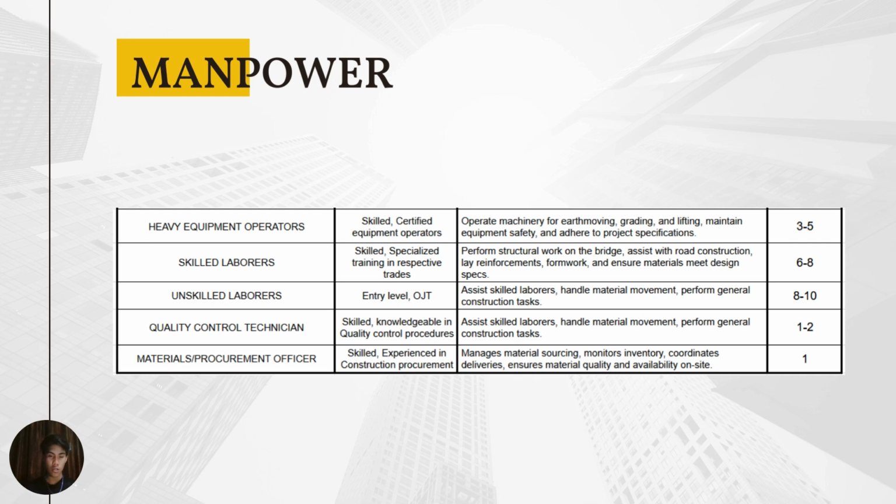For quality control technicians, they must be skilled and knowledgeable in quality control procedures. So we need 1 to 2. And lastly, materials and or procurement officer. So they must be skilled and experienced in construction procurement. And we need one of these.